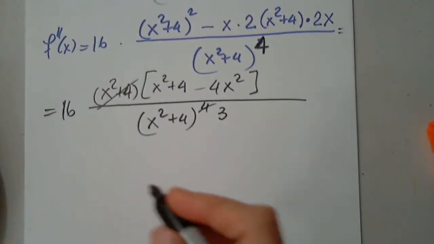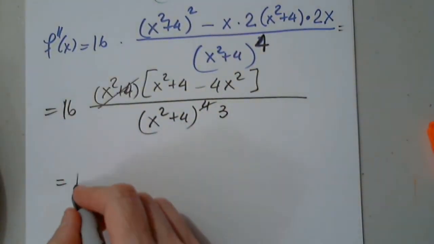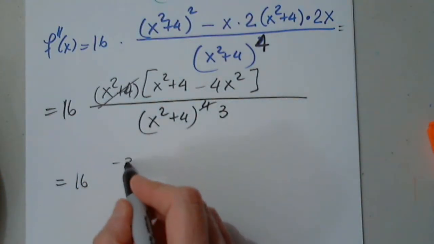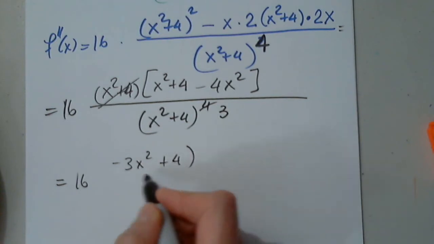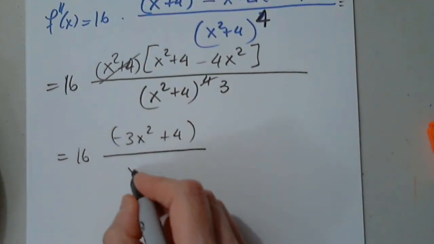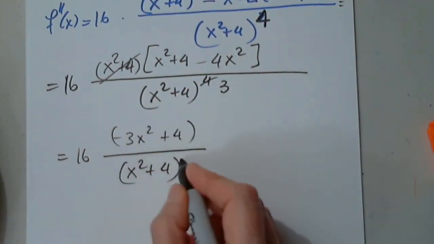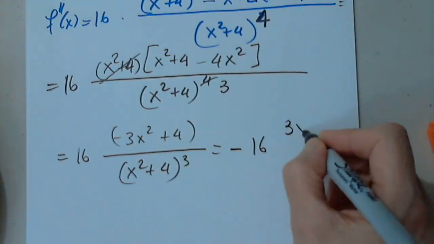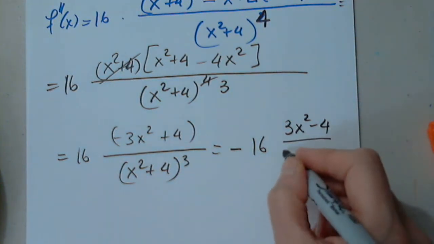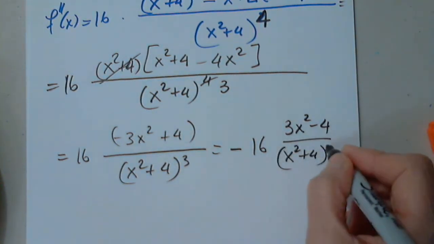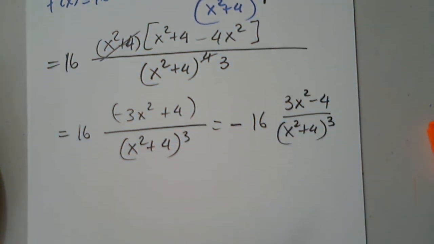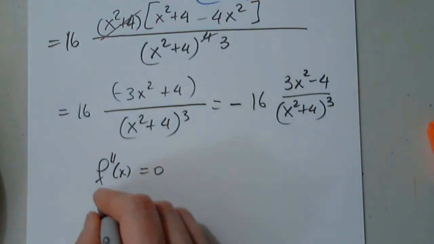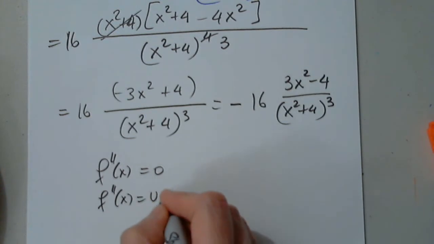Okay, so then I have 16, and negative 4x squared minus x squared is negative 3x squared, and plus 4, over x squared plus 4 to the 3rd power. And you know me, I have to factor out the negative. And 3x squared minus 4 over x squared plus 4 cubed. The second derivative equals 0. The second derivative undefined.